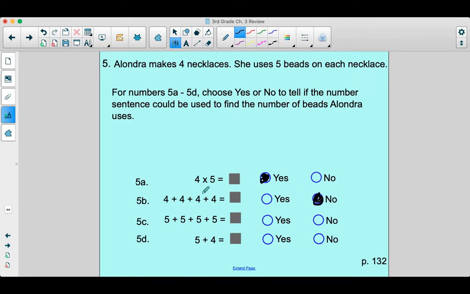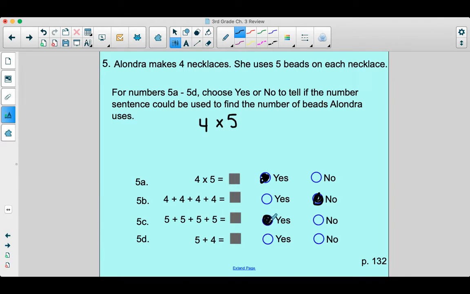Okay, so now how about this one? 5 plus 5 plus 5 plus 5. Well, this is 1, 2, 3, 4 groups of 5. So this is 4 groups of 5, and really she's doing 4 groups of 5. So that's the exact same as this. 1, 2, 3, 4. 4 groups of 5. So that's a yes.